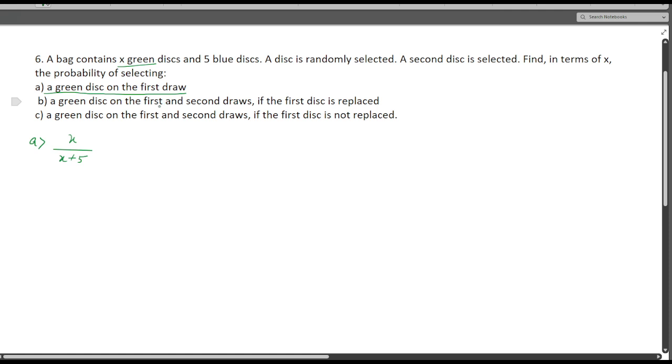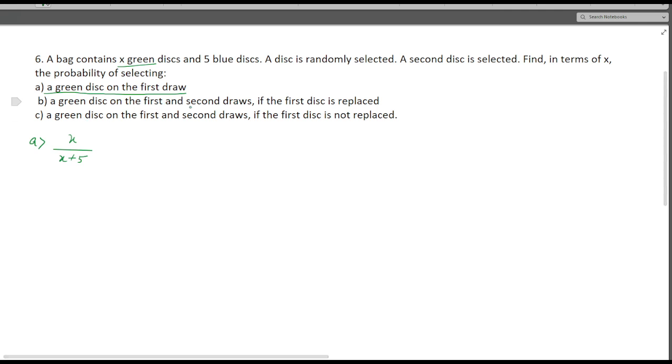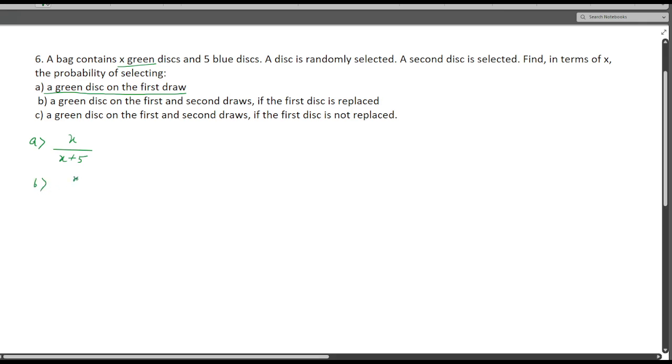Now second question is a green disc on the first and second draws if the first disc is replaced. So when I replace, the possibility that the first disc is green is X divided by X plus 5, and second disc is also green. When I am replacing the disc, it is again going to be X divided by X plus 5. So it is X square divided by X plus 5 the whole square.